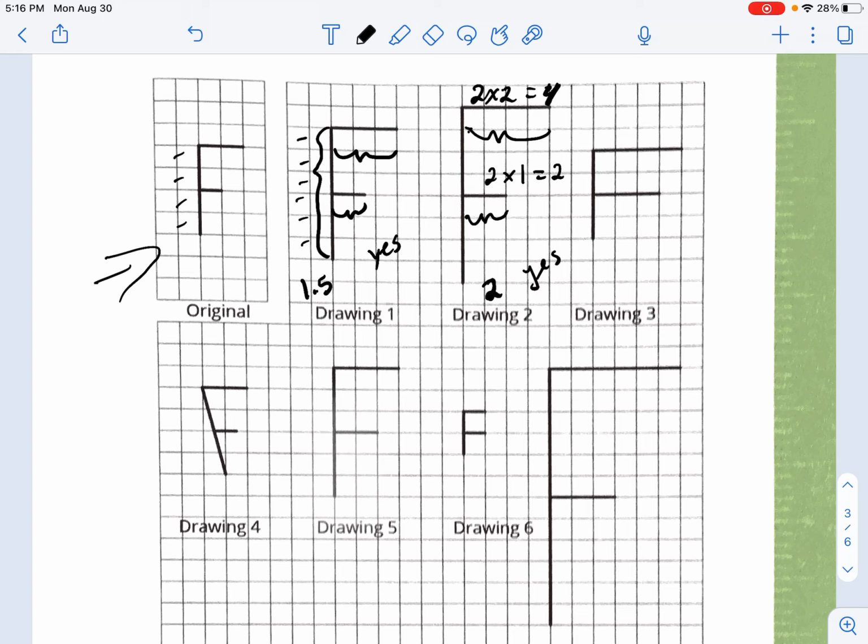Everything's increased by a factor of 2. This one, just by looking at it, I can tell there was no change in the height, but here there was a change of multiplication of 2. So this one is no. Likewise, drawing 4, same thing. This drawing has changed. It's now a slant, not a straight line. So just by looking at it, we can say no. Okay, 5.